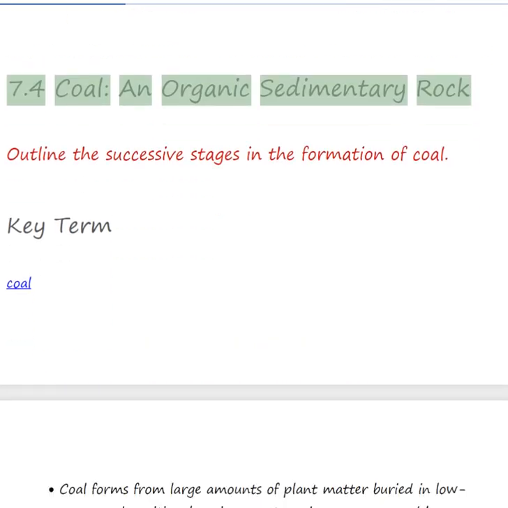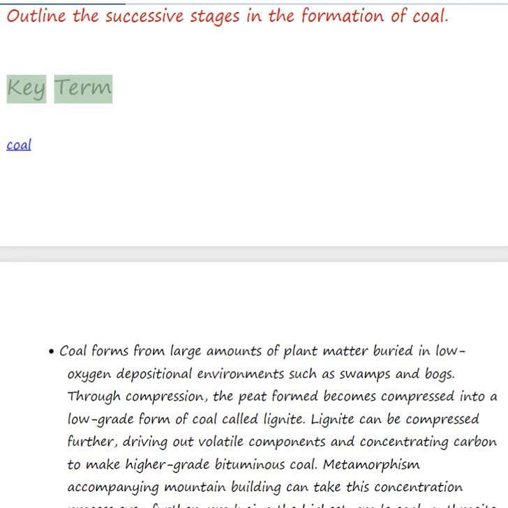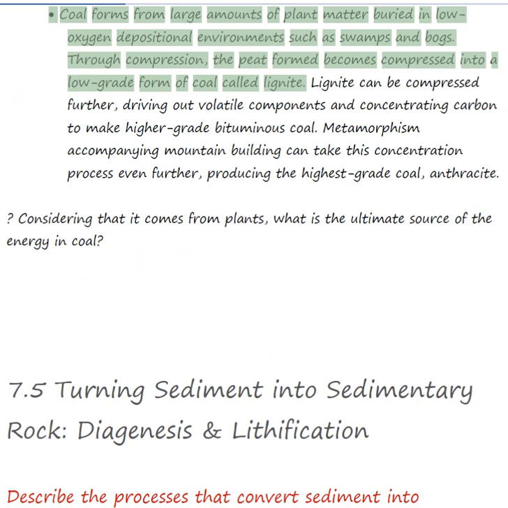7.4 Coal, an organic sedimentary rock. Outline the successive stages in the formation of coal. Key term: coal. Coal forms from large amounts of plant matter buried in low-oxygen depositional environments such as swamps and bogs. Through compression, the peat formed becomes compressed into a low-grade form of coal called lignite.